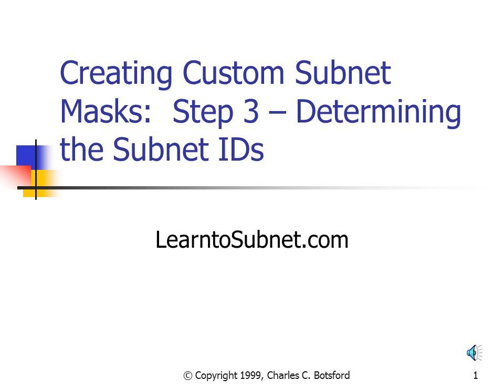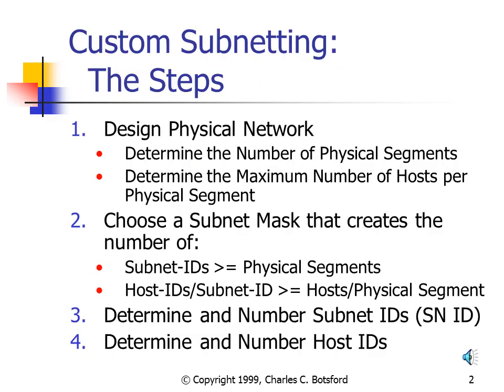The steps in creating custom subnet masks. Step 3. Determining the subnet IDs. There are essentially 4 steps to custom subnetting. The first step is to design the physical network.